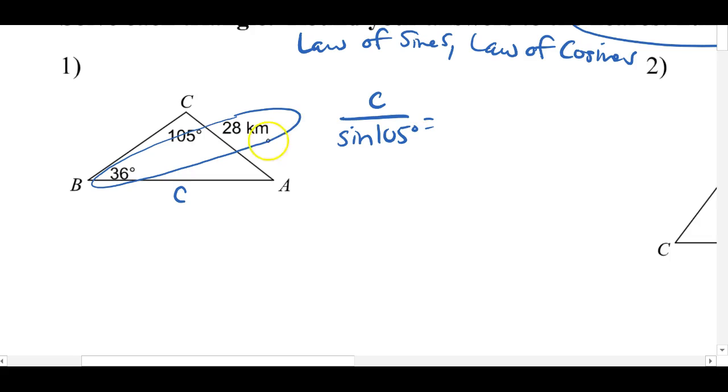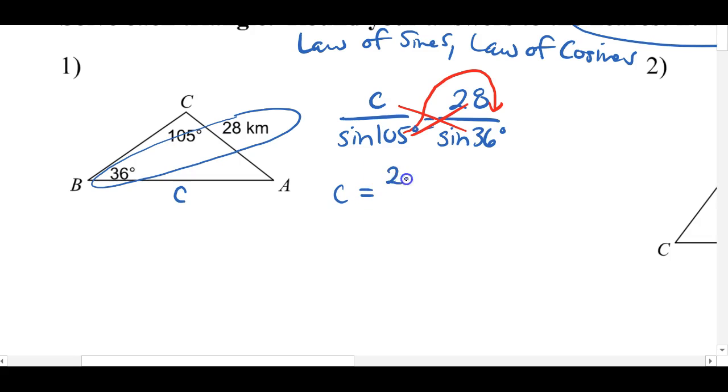and then we're going to match that up with a pair that we know, which is the 36 degrees and 28 kilometers. And remember, I put the side on the top, so that means I need to put the other side on the top. And then the angle, or the opposite angle, I will take the sine of below. Now again, just like I told you guys in class, what we're going to do here is cross multiply. But the nice thing is I can just take this sine of 105 and place it up there and multiply it times 28. So now when I rewrite this, it will be C equals 28 times the sine of 105 divided by sine of 36.